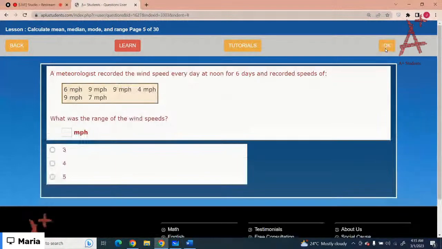A meteorologist recorded the wind speed every day at noon for 6 days and recorded speeds of 6, 9, 9, 4, 9, and 7. What was the range of the data?